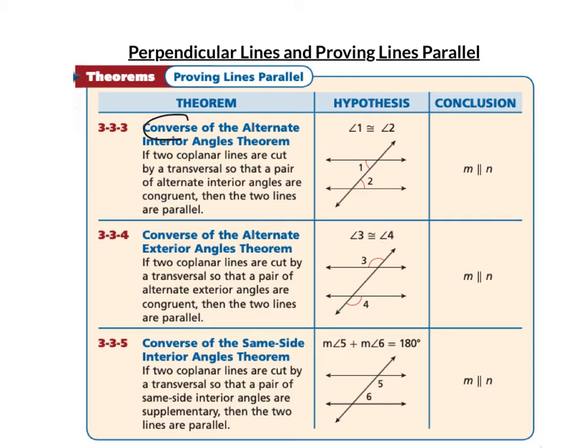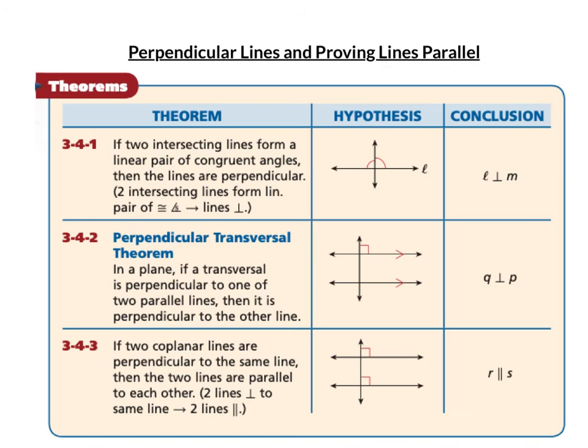Every one of these has a converse attached to it. And note, this is super important, you got to know this, the conclusion is the lines are parallel. So what we are doing is using this to show lines are parallel. That's why it's the converse. Along with those theorems that prove lines parallel by using the converse of all those angles, we have three more theorems.